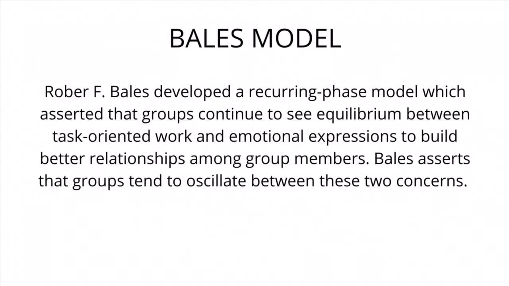All the models of group development which were discussed just now are sequential stage models, since they all specify sequential stages of group development. There is a sequence which we can see. However, Robert F. Bales developed a recurring phase model. Bales says that groups continue to seek an equilibrium between task-oriented work and emotional expression in order to build better relationships among group members.